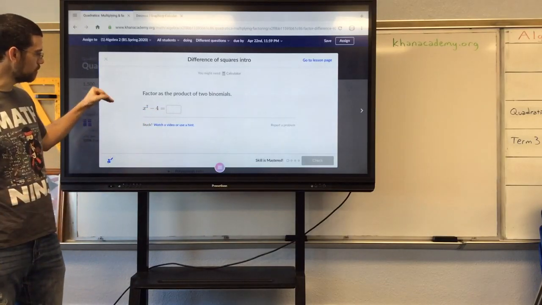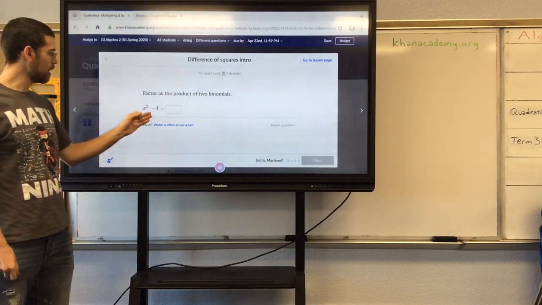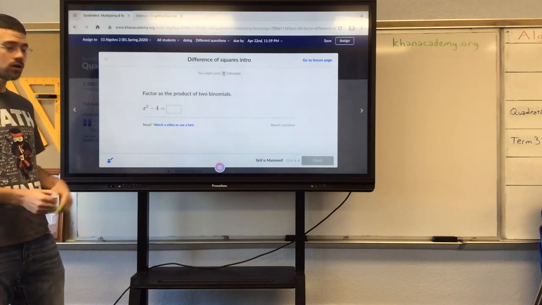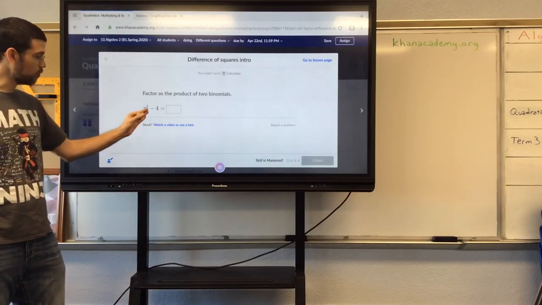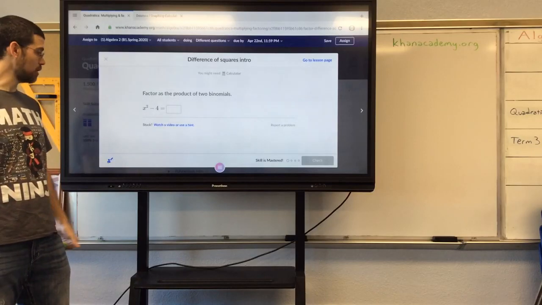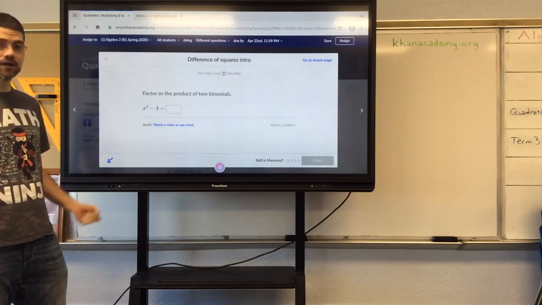You'll notice that x squared is a squared term, and 4 is a squared term. 2 times 2 is 4. So this is a difference. A difference is a subtraction problem, or it's the solution to a subtraction problem. So this is a difference of two squares, and we're going to solve for that.